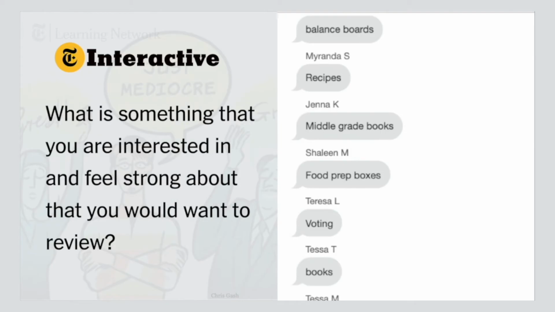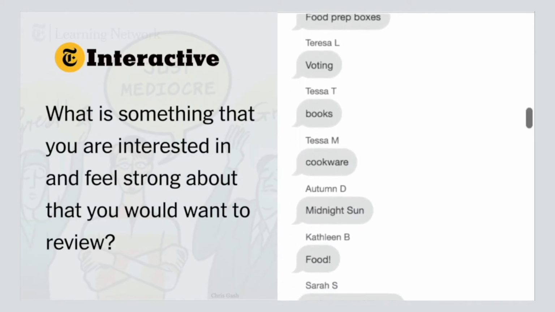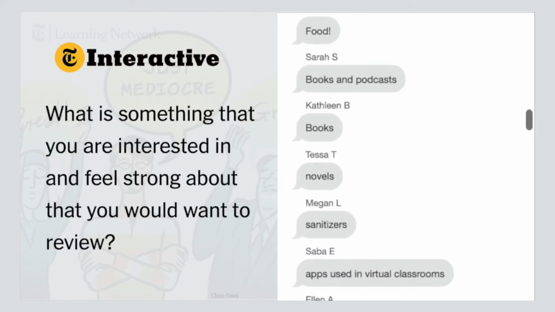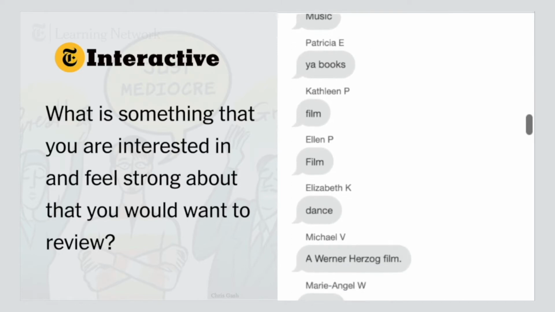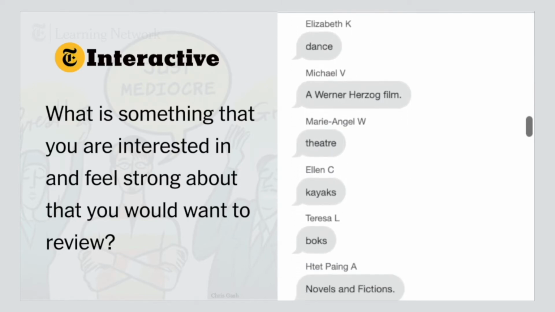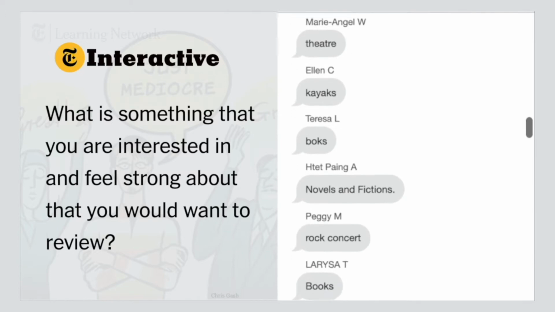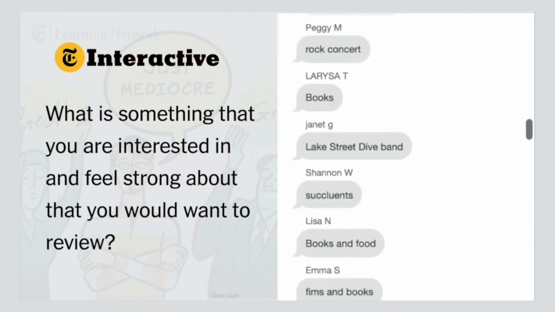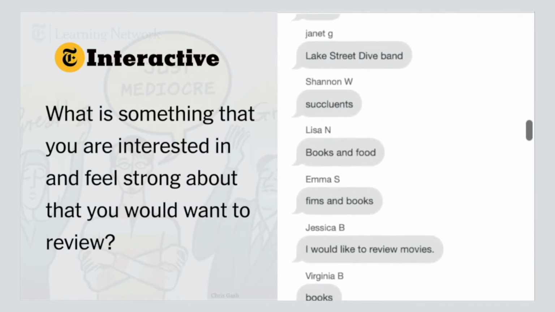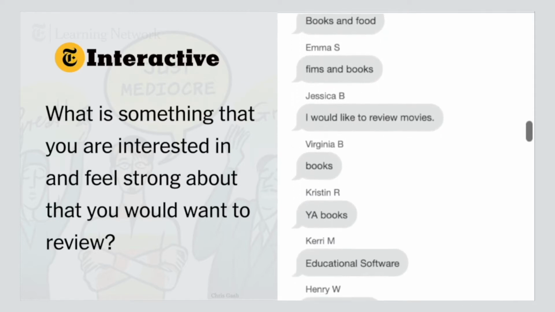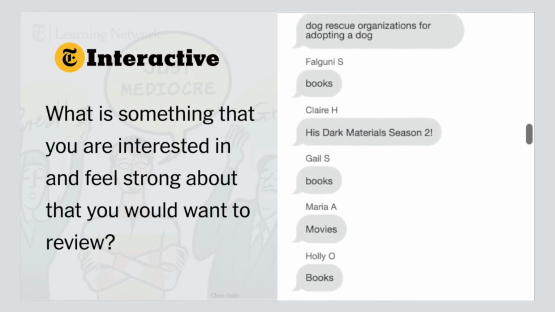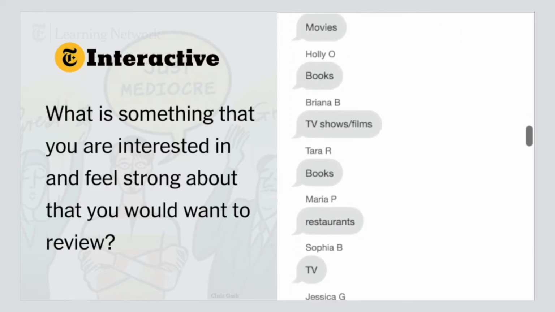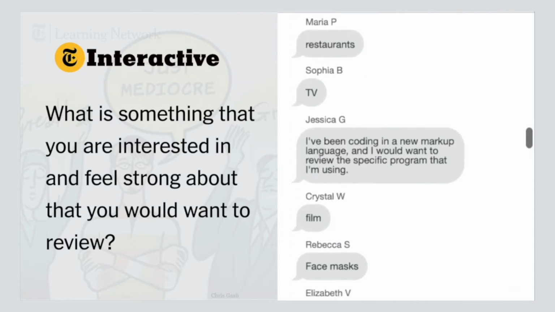And seeing things like balance boards, cookware, food, hand sanitizer, movies, YA books. A Lake Street Dive Band, I love them. I hope you do too, and not that's something that you hate. Skincare products, backpacking, old movies, novels for English teachers. As a former English teacher myself, I definitely relied on reviews to figure out what to teach my students. So we're going to come back to this in just a few minutes, but let's go ahead and move on.